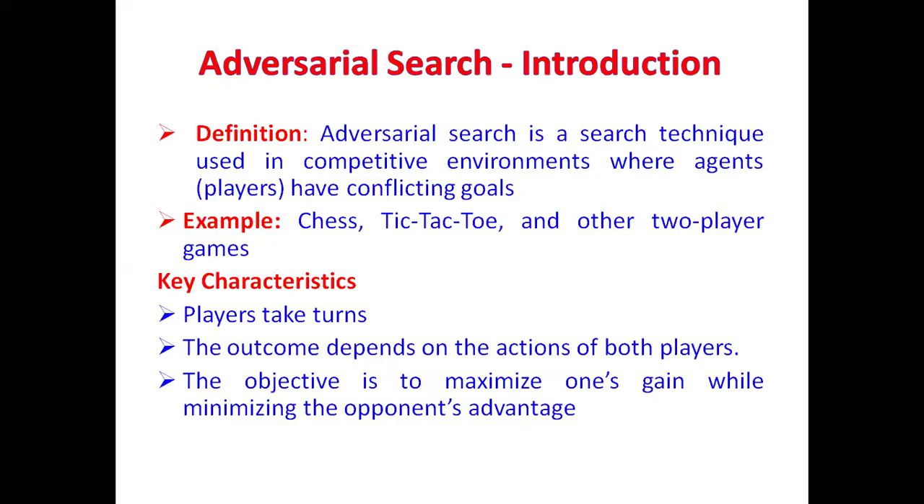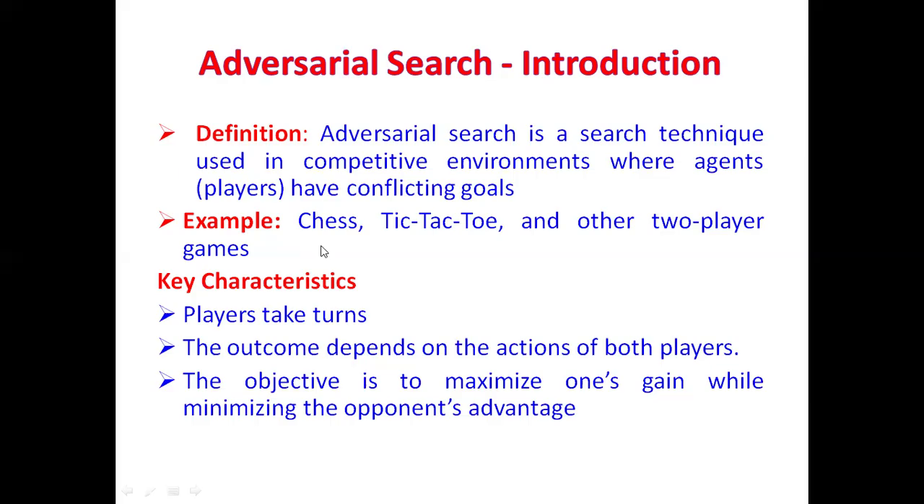Adversarial search is a search technique used in competitive environments where multiple agents, such as players, have conflicting goals. Unlike traditional search algorithms that aim to find an optimal solution in a static environment, adversarial search considers the actions of opponents, making it essential in strategic decision making.